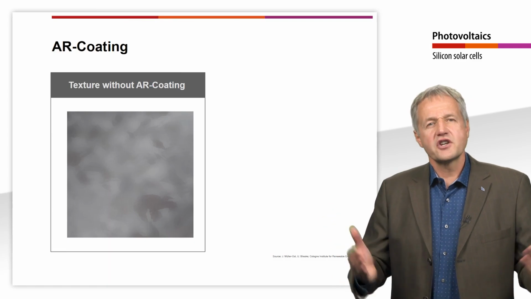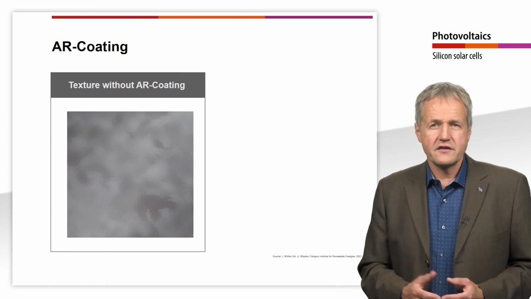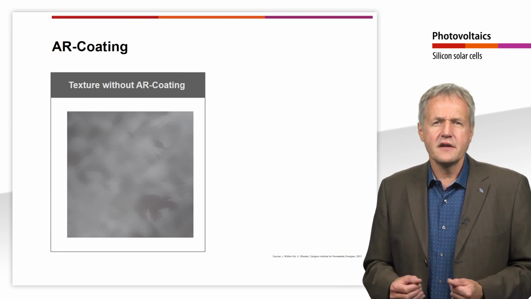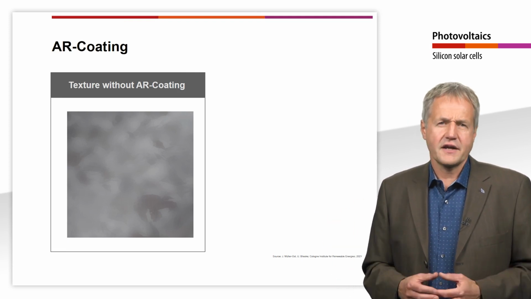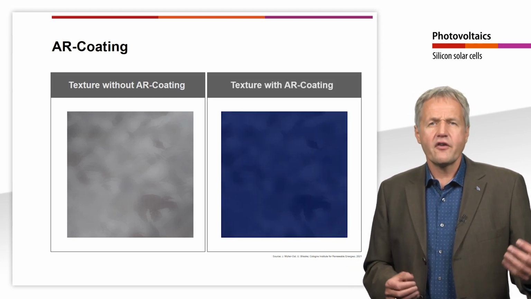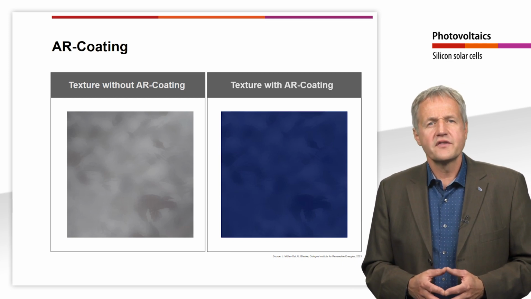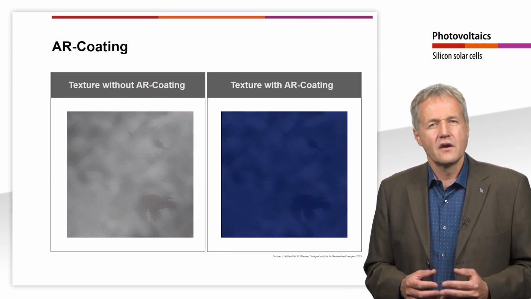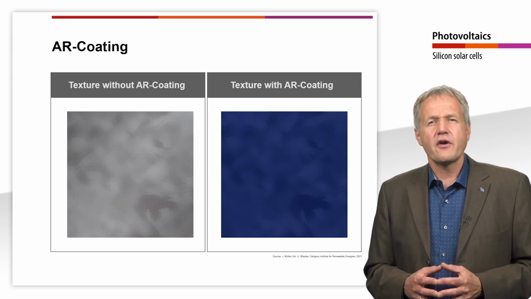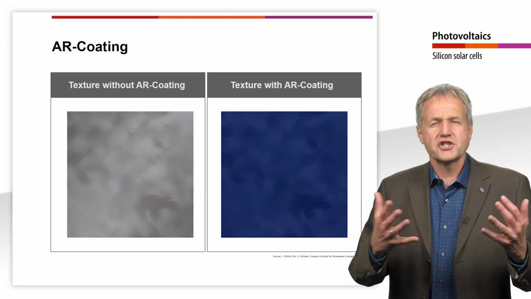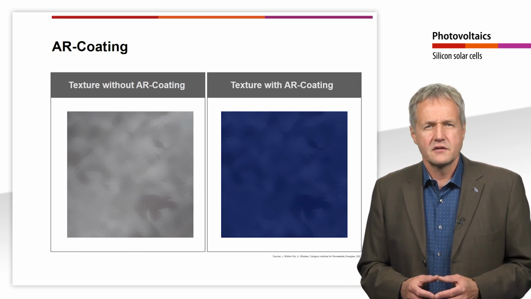Here you see a textured wafer before it is coated with silicon nitride. The brighter the wafer appears, the more light is reflected. On the right side you see the same wafer after coating with a 16 nanometer thick silicon nitride layer. While the raw wafer has a silver gray color, it appears blue and much darker after coating.